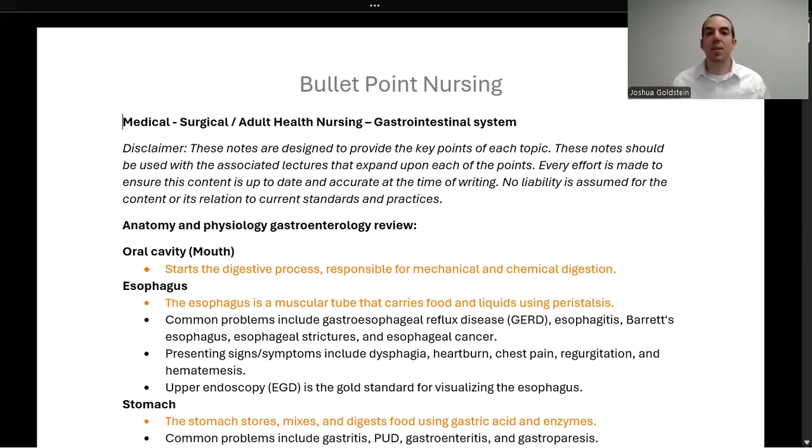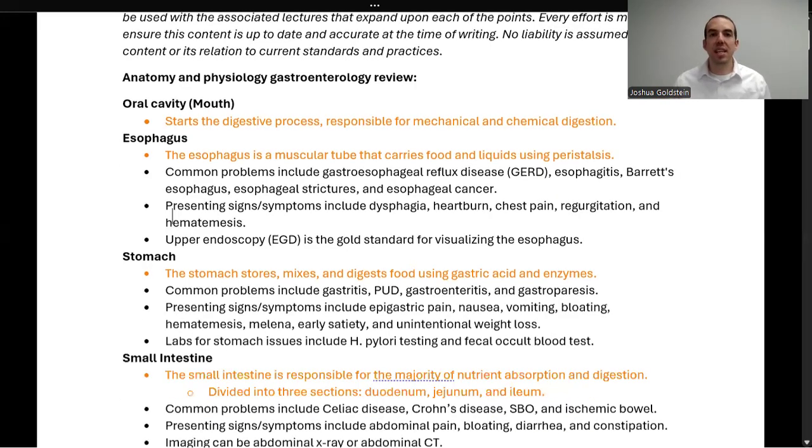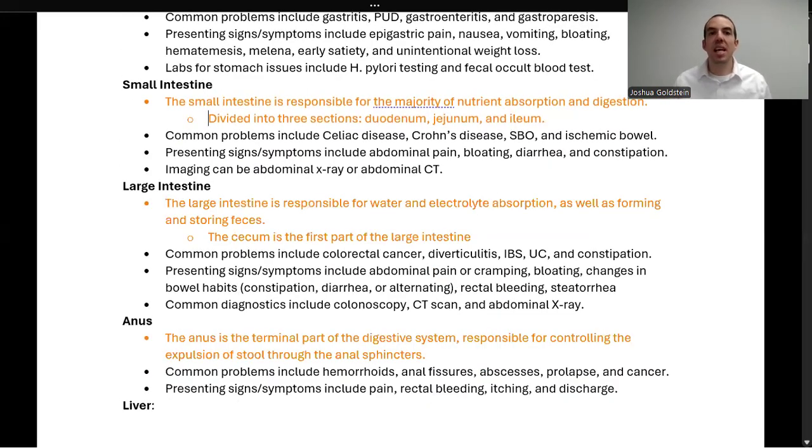Next, we have the stomach. From the esophagus it goes down to the stomach. The stomach stores, mixes, and digests food and liquids that we eat, and it uses gastric acids and enzymes to facilitate this process. Next, we have the small intestine. The small intestine is many feet long. The small intestine is responsible for the majority of nutrient absorption and digestion.